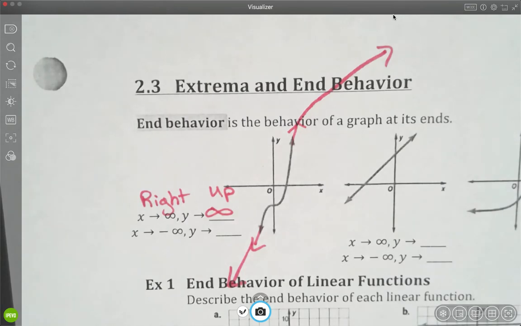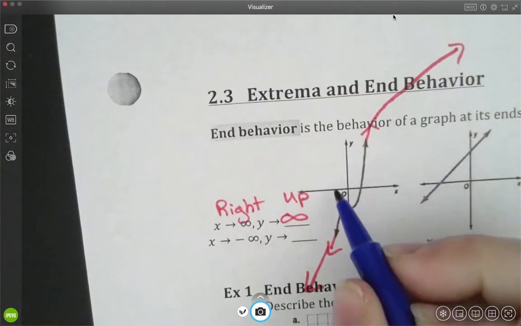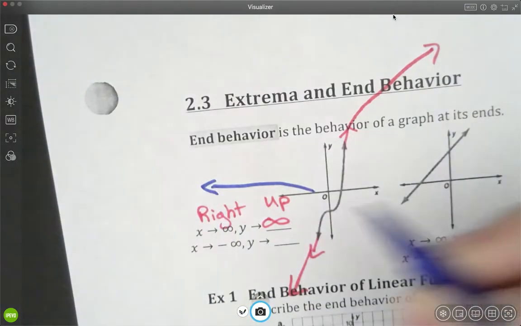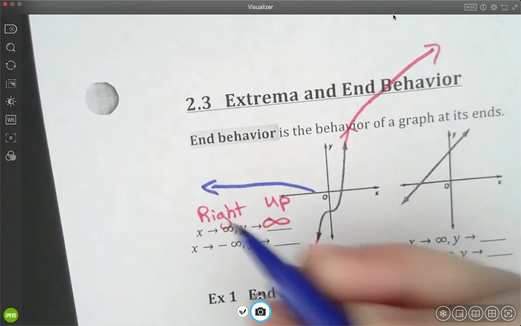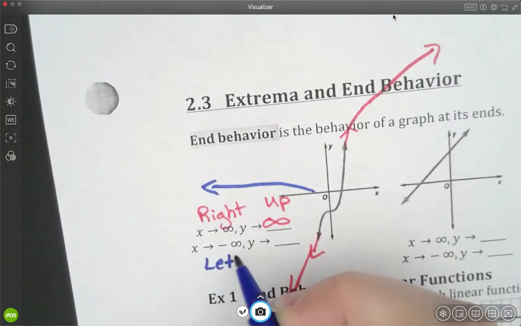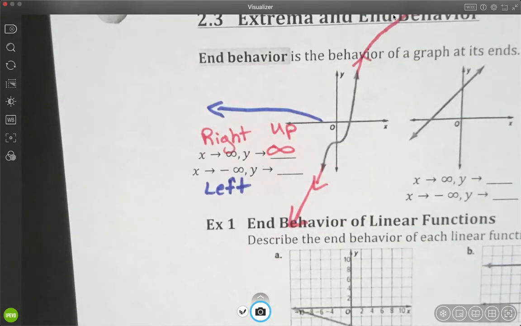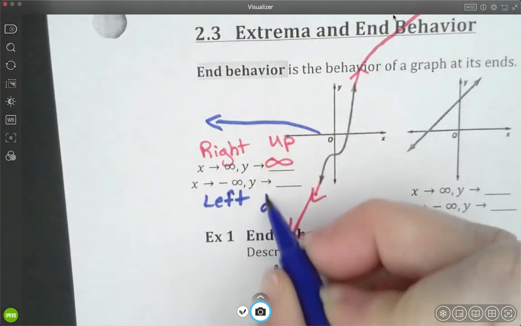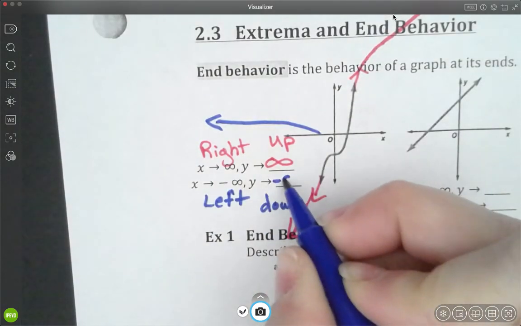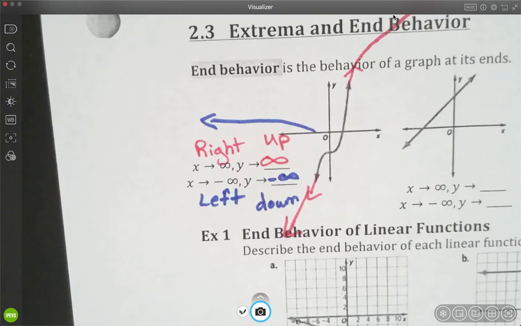Okay, now, as x is going to negative infinity, and negative infinity is like going this direction, so as my graph is going to the left, what are the y coordinates doing, or what is the graph doing as it heads toward the left of the graph? It's going down, and down means negative infinity. Does that make sense to you? Yes. That's basically what this lesson is, okay?